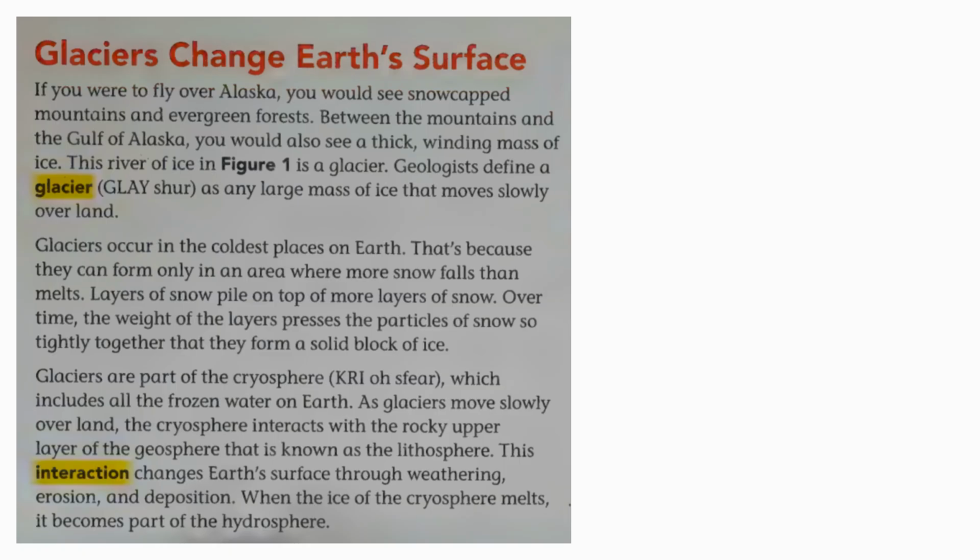Geologists define a glacier as any large mass of ice that moves slowly over land. Glaciers occur in the coldest places on Earth. That's because they can form only in an area where more snow falls than melts.